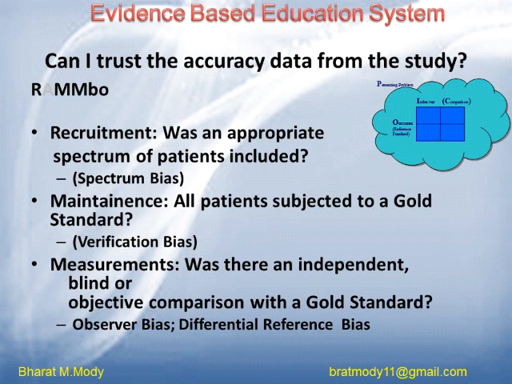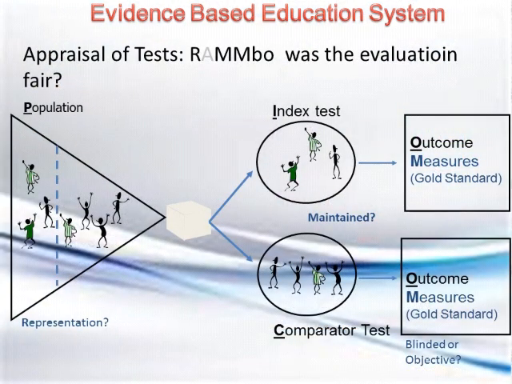Recruitment: was the appropriate spectrum of patients used? Maintenance: all patients subject to the gold standard, meaning the method in which the test was done, was it the same? And measurement: was there independent, blind or objective comparison with the gold standard? It should not be that the same person keeps on doing both and then gets biased. So it is always better to have a gold standard, and towards that a checklist should be there.